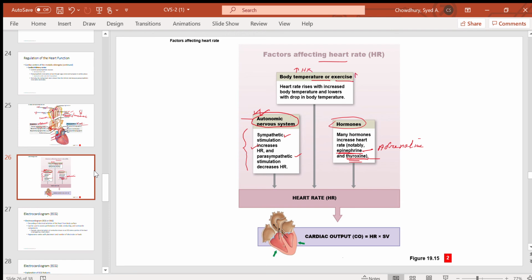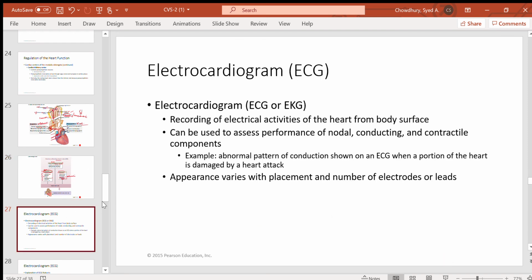Exercise increases the heart rate because your body needs more blood, muscles need more blood supply, so heart rate will be more, as well as the cardiac output or force of contraction.